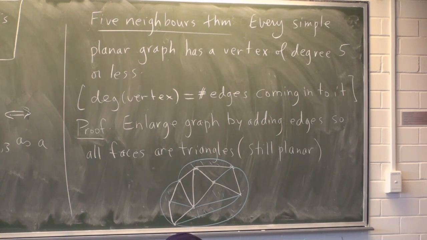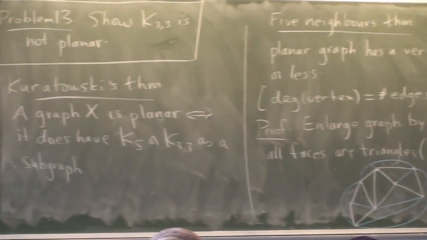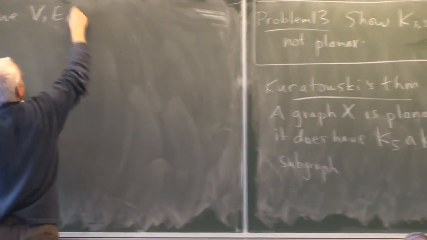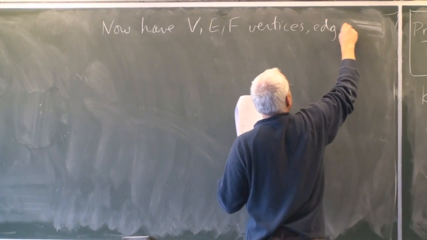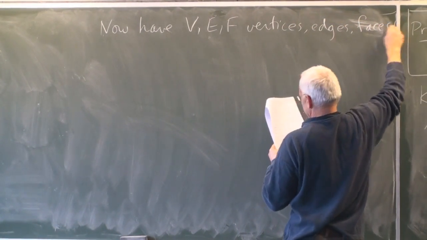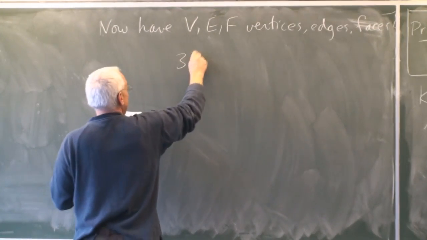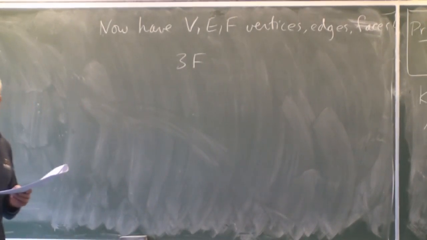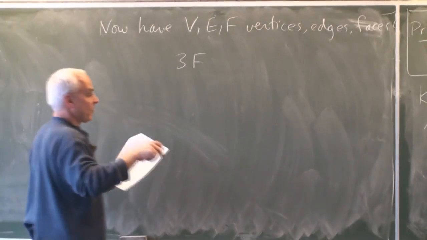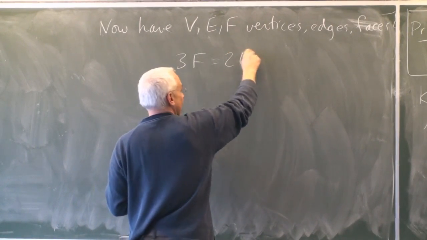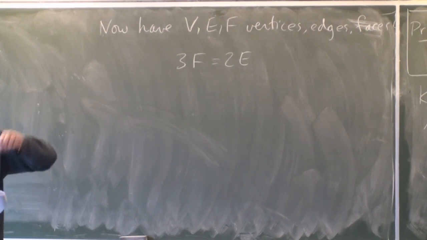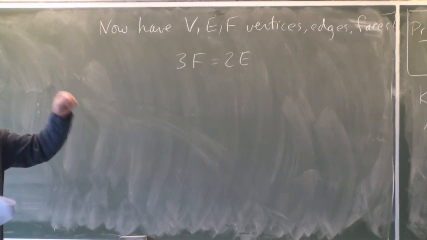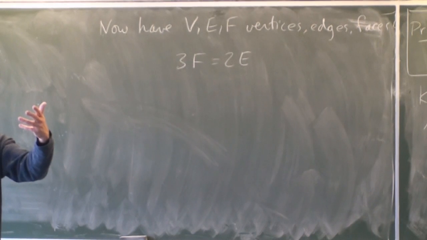All right, so now we have V, E, and F, vertices, edges, and faces. And we know that since each of the faces are triangles, 3 times the number of faces is 2 times the number of edges. Counting edges, each face gives 3 edges. So if you count them all that way, you get 2 times the number of edges.